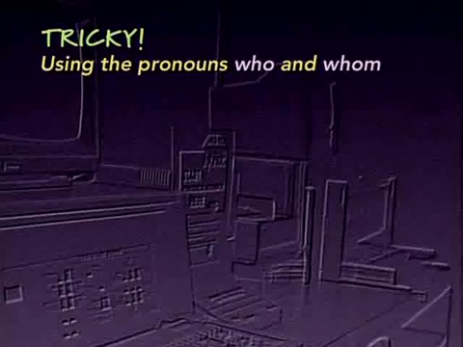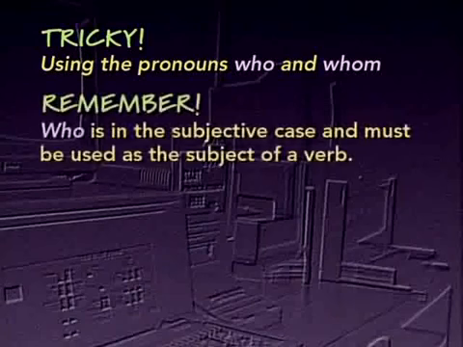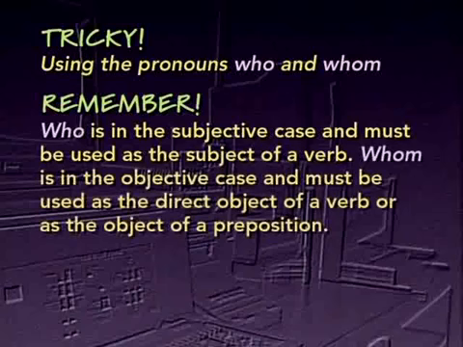I'm going to give you a simple rule which should enable you to avoid any errors in using who and whom. First of all, remember that both who and whom can be used in more than one way. Both of these can be used as interrogative pronouns as well as relative pronouns. Having said that, the same rule applies in either case. Here's the rule. Who is in the subjective case and must be used as the subject of a verb. Whom is in the objective case and must be used as the direct object of a verb or as the object of a preposition.